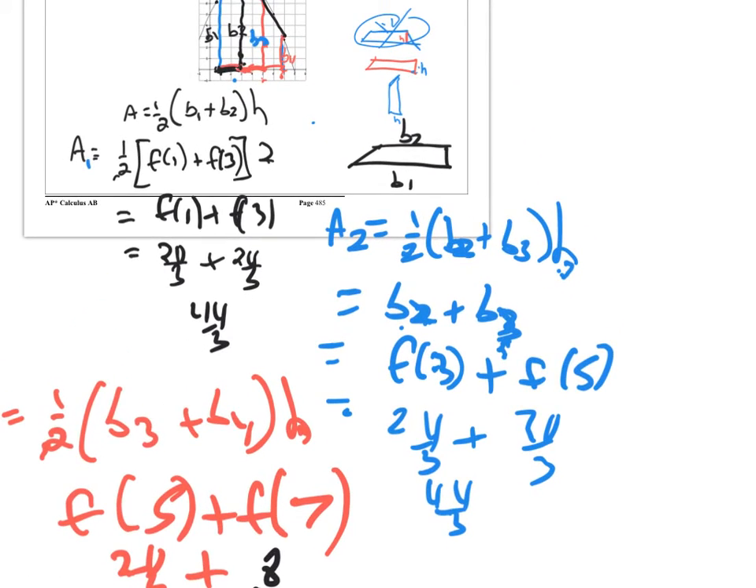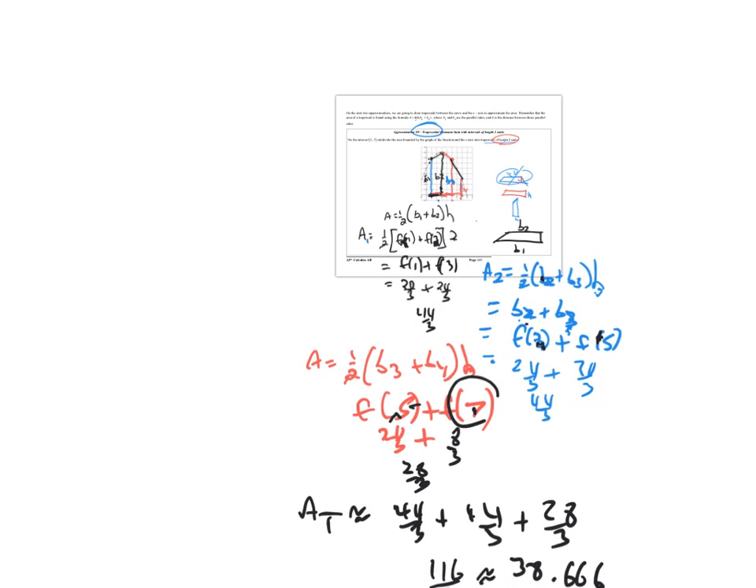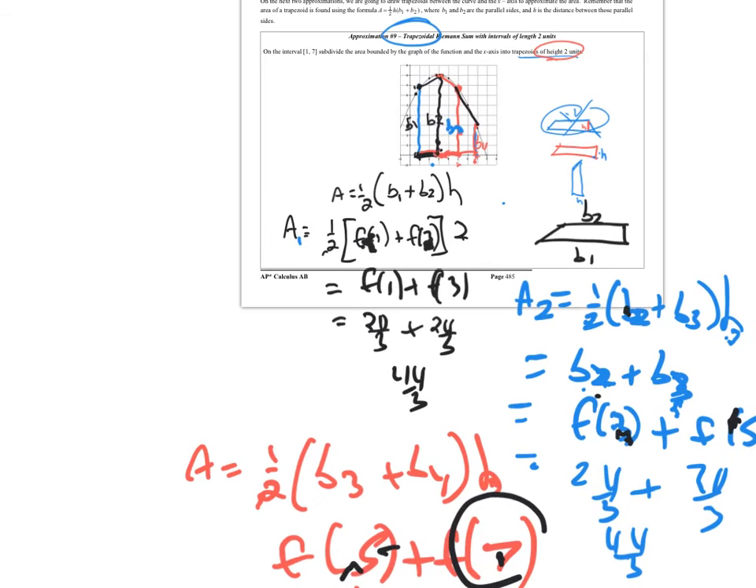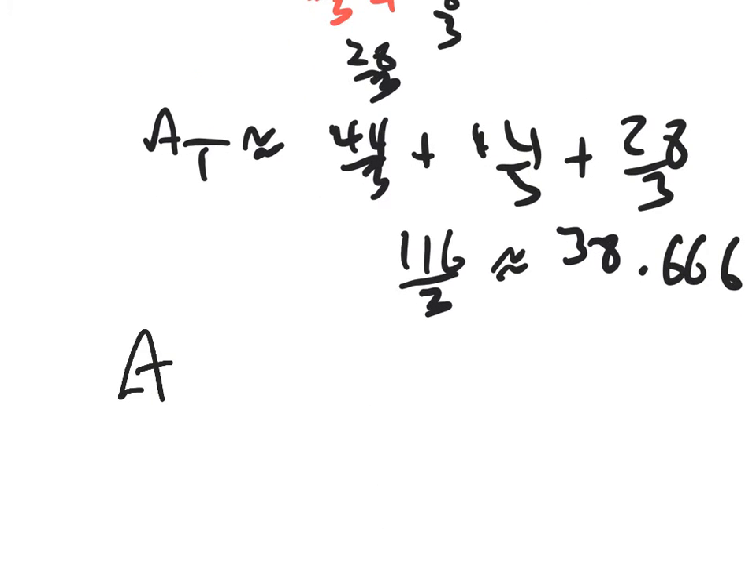Look at here. The F of 1 got used 1 time. The F of 3 got used twice. See that? The F of 5 got used twice. The F of 7 got used once. Notice the 2 on the outsides got used 1 time. The other 2 in the middle got used twice. So does this formula look like it could make sense?